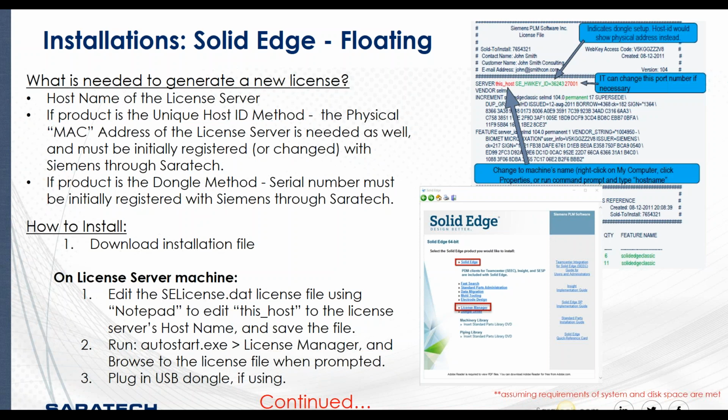And to edit this license, if you look up in the upper right-hand corner, you'll find that for a floating license, you'll always have a line that says server and this host. So this is what you'll need to change to your license server's host name. And what's in the green is for a particular dongle setup. If it wasn't a dongle, you'll find that the physical address would be shown instead. And the 27001 is just a port number that IT can change, if that's necessary.